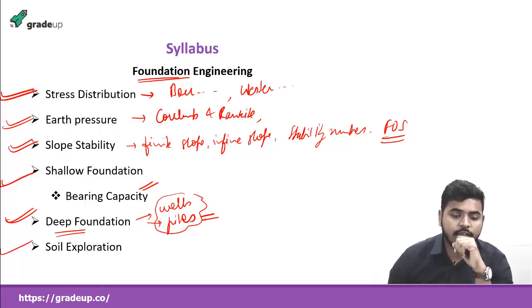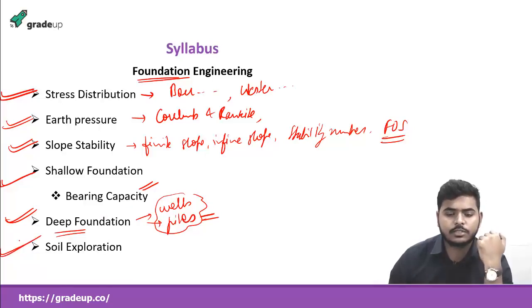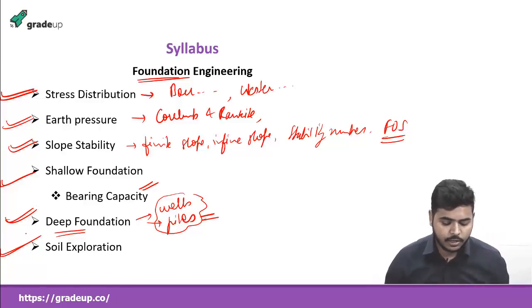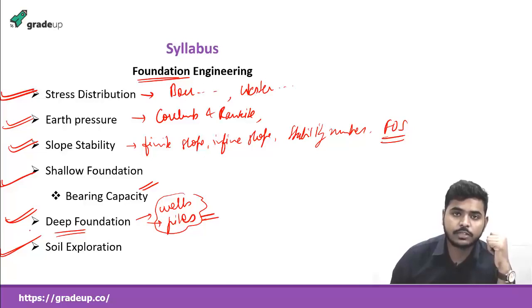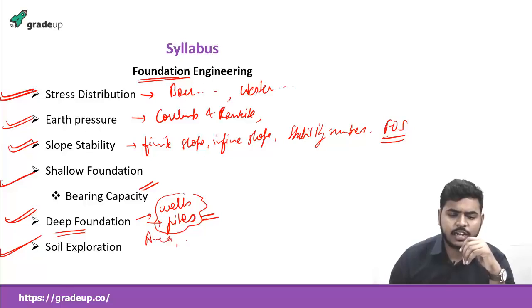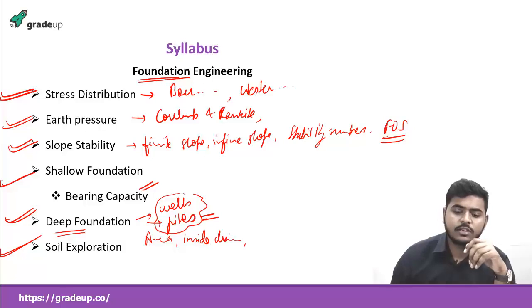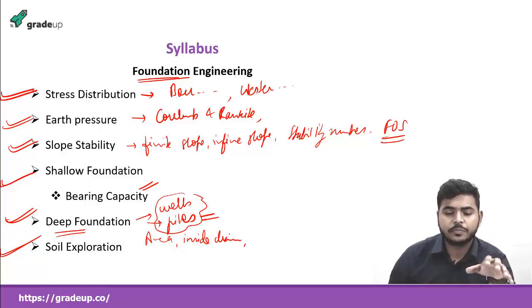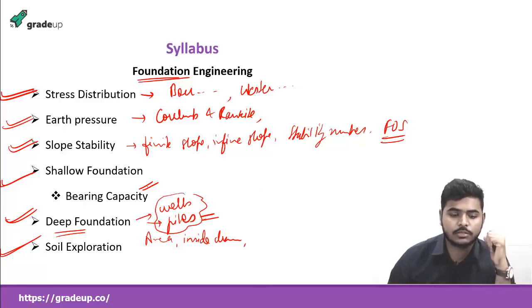And finally, the last chapter will be on soil exploration. You will be studying the different types of samplers used in soil exploration, and there will be different methods of exploration also. You will study different ratios like area ratio, inside clearance ratio, and outside clearance ratio. Sometimes even this year a question was asked from one of the ratios in GATE. It is an objective question, so you just have to remember the formulas.